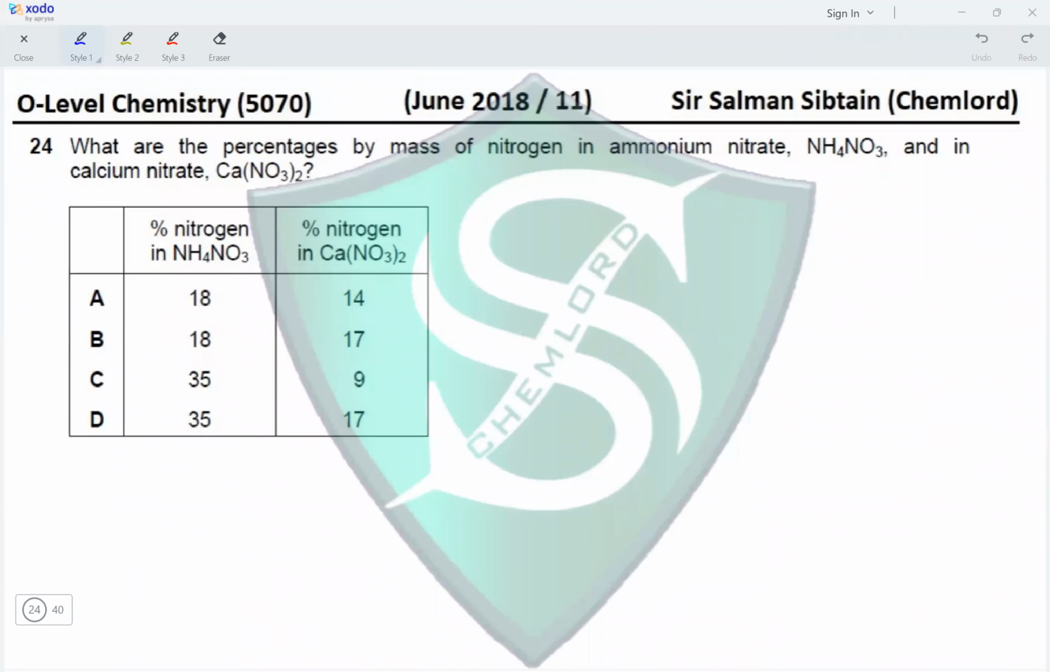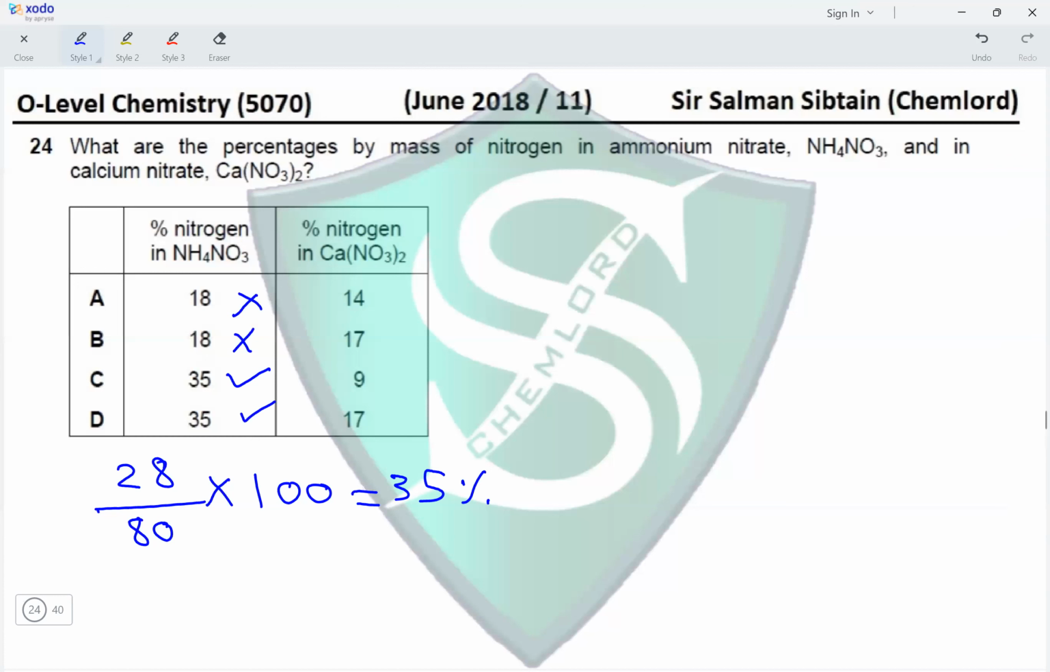Question 24. What are the percentages by mass of nitrogen in ammonium nitrate and in calcium nitrate? So percentage by mass of nitrogen. In ammonium nitrate, we've got two atoms of nitrogen. So that would be 28 upon the Mr of ammonium nitrate, which would be 28 plus 48 plus 4, giving us a value of 80. So 28 upon 80 into 100 gives us a percentage of 35. So 35 is present in options C and D, eliminating options A and B.